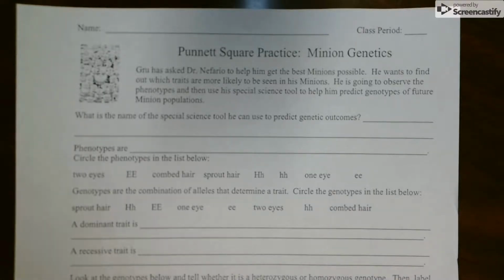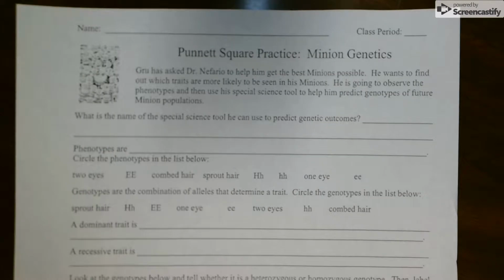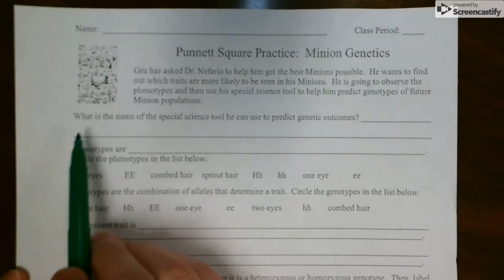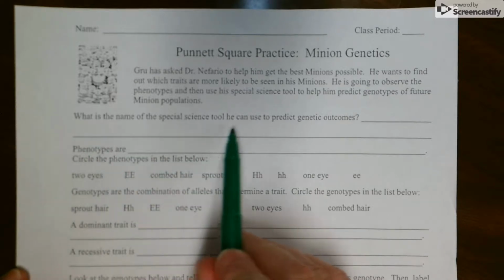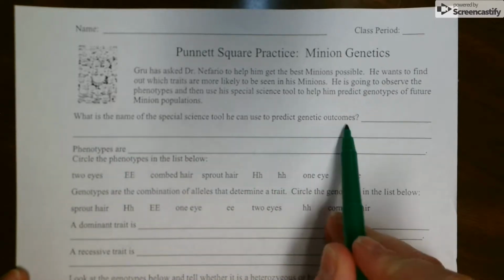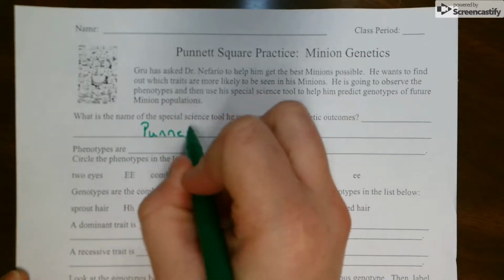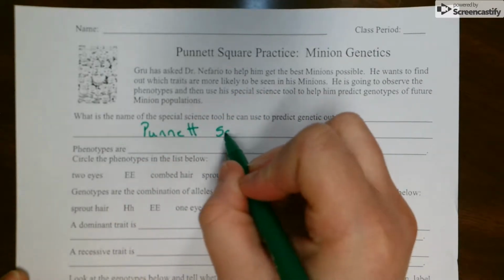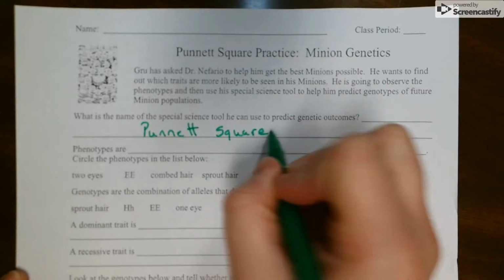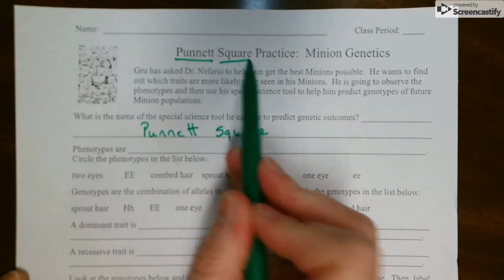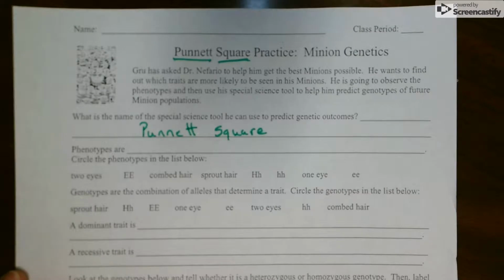Hey guys, so I'm going to go over the Punnett Square Practice Minion Genetics. So the first question is, what is the name of the special science tool he can use to predict genetic outcomes? And that is a Punnett Square, which is also right here if you have any problems with spelling.